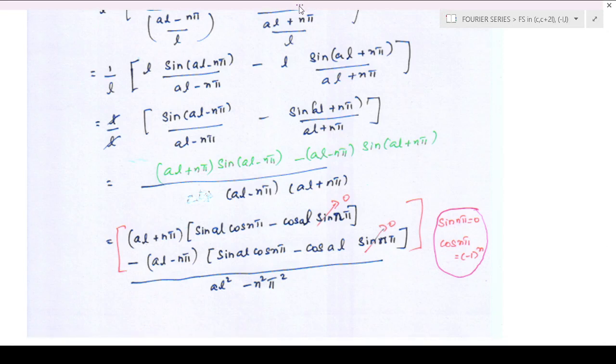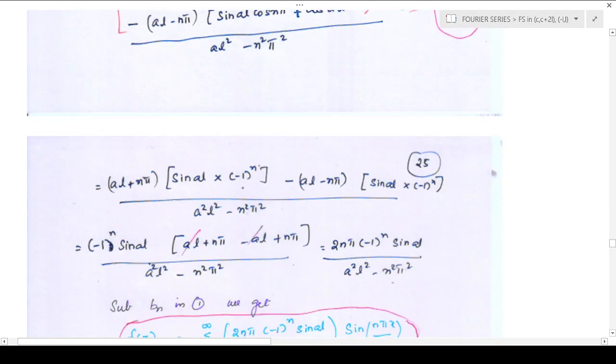Here it is plus. Sine of A plus B, isn't it? Sine A cos B plus cos A sine B it is. So you are expanding it. Sine n pi is 0. Cos n pi is minus 1 whole power n. You will be getting as such.